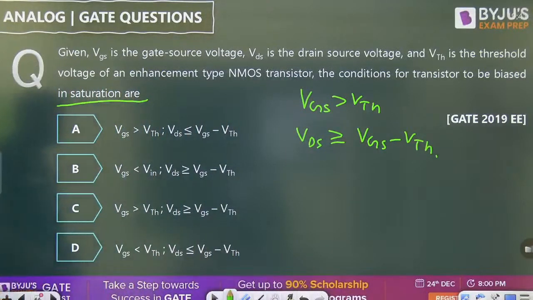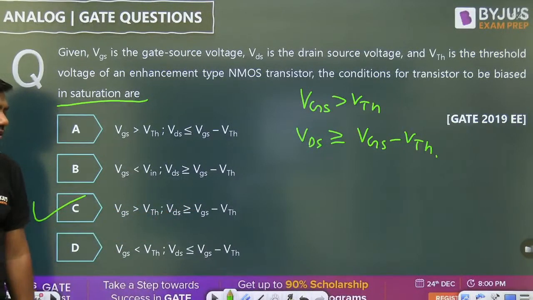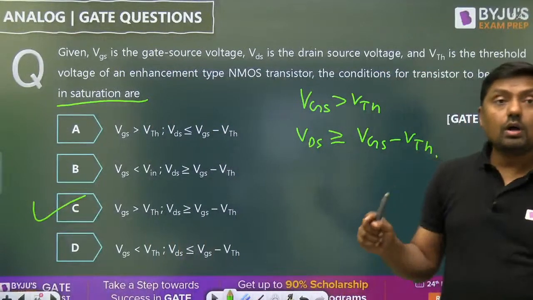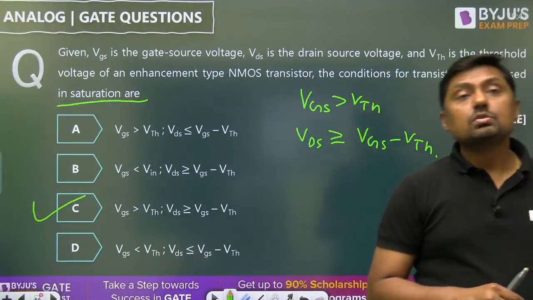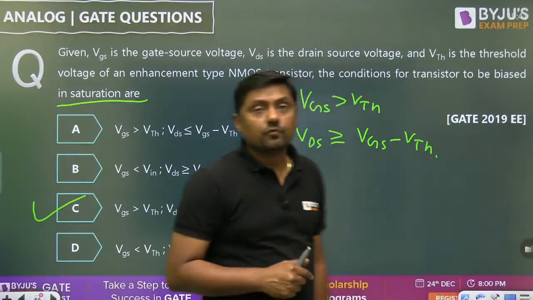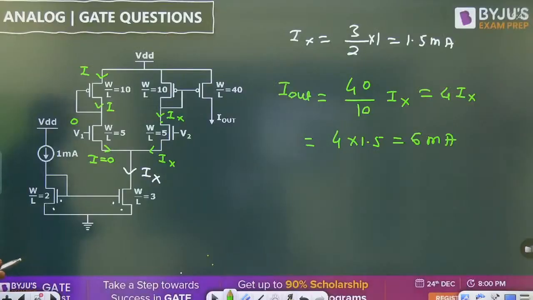Which condition is right? VGS should be greater than this one. C is the option. VGS should be greater than VTH and VDS should be greater than or equal to VGS minus VTH. That is the condition for saturation. 1 mark question. V1 is given as 0, na? V1 is given 0.